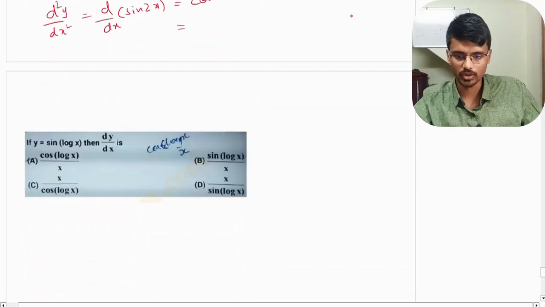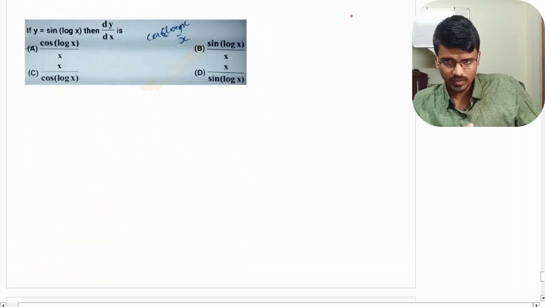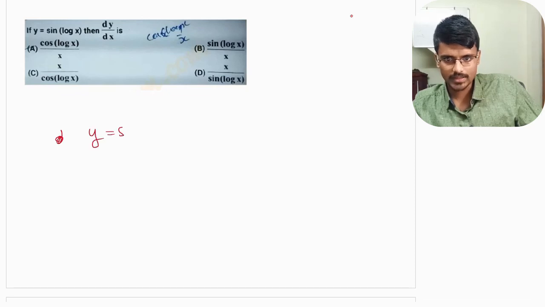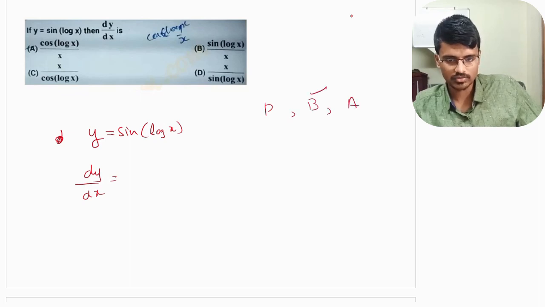Okay, moving on. Again a similar question. We'll be applying the chain rule here again. y is equal to sine of log x. dy by dx. So first thing is power. We don't have a power here. Then we'll go to the base. Base is sine. Differentiation of sine is cos.